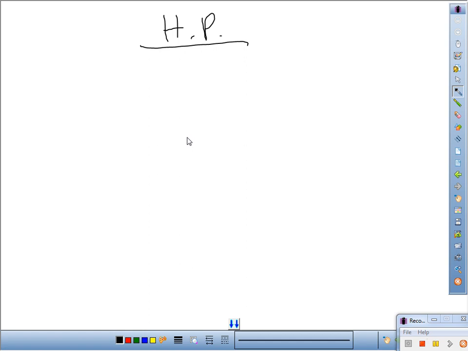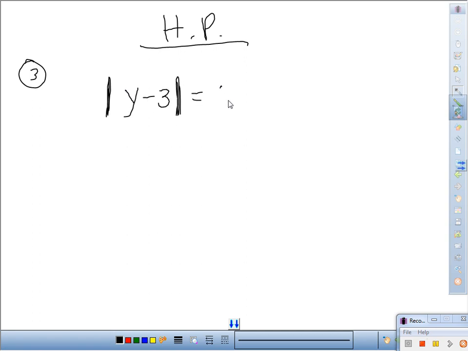Let's see. Read me number 3, Mia, from last night's homework. Absolute value. All right. So, writing utensils down, look up to the screen. This is just review for some of you that understood it, but some of you that are still needing support, here we go. Look up, please.